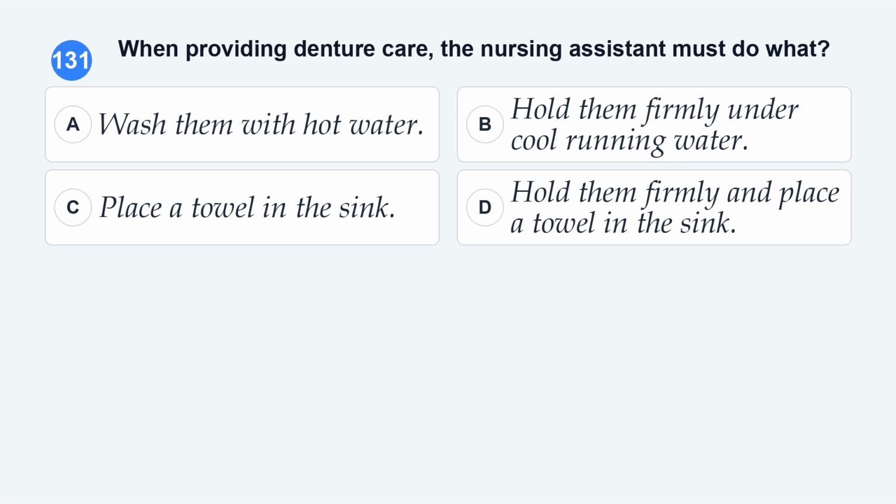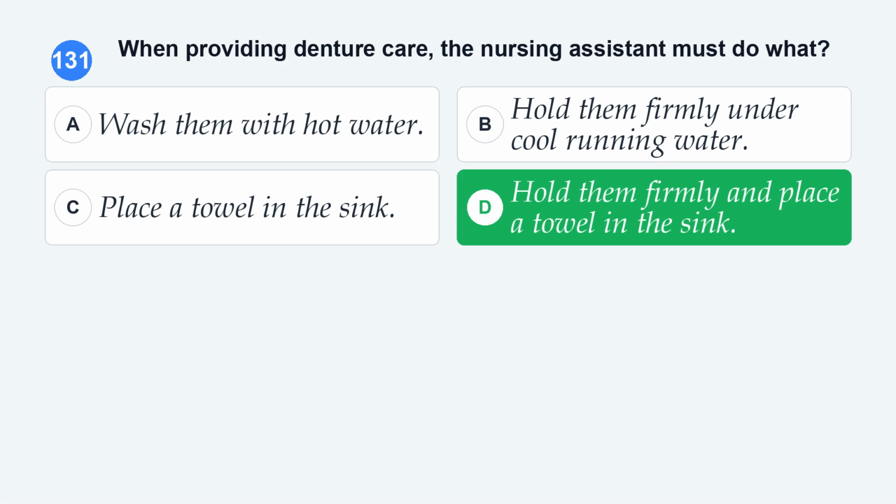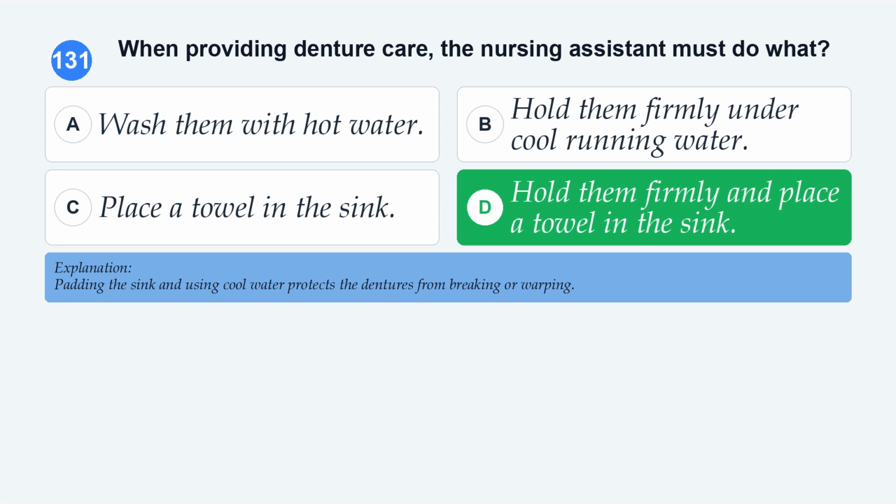Option B. Hold them firmly under cool running water. Option C. Place a towel in the sink. Option D. Hold them firmly and place a towel in the sink. The correct answer is option D. Hold them firmly and place a towel in the sink. Explanation. Padding the sink and using cool water protects the dentures from breaking or warping.